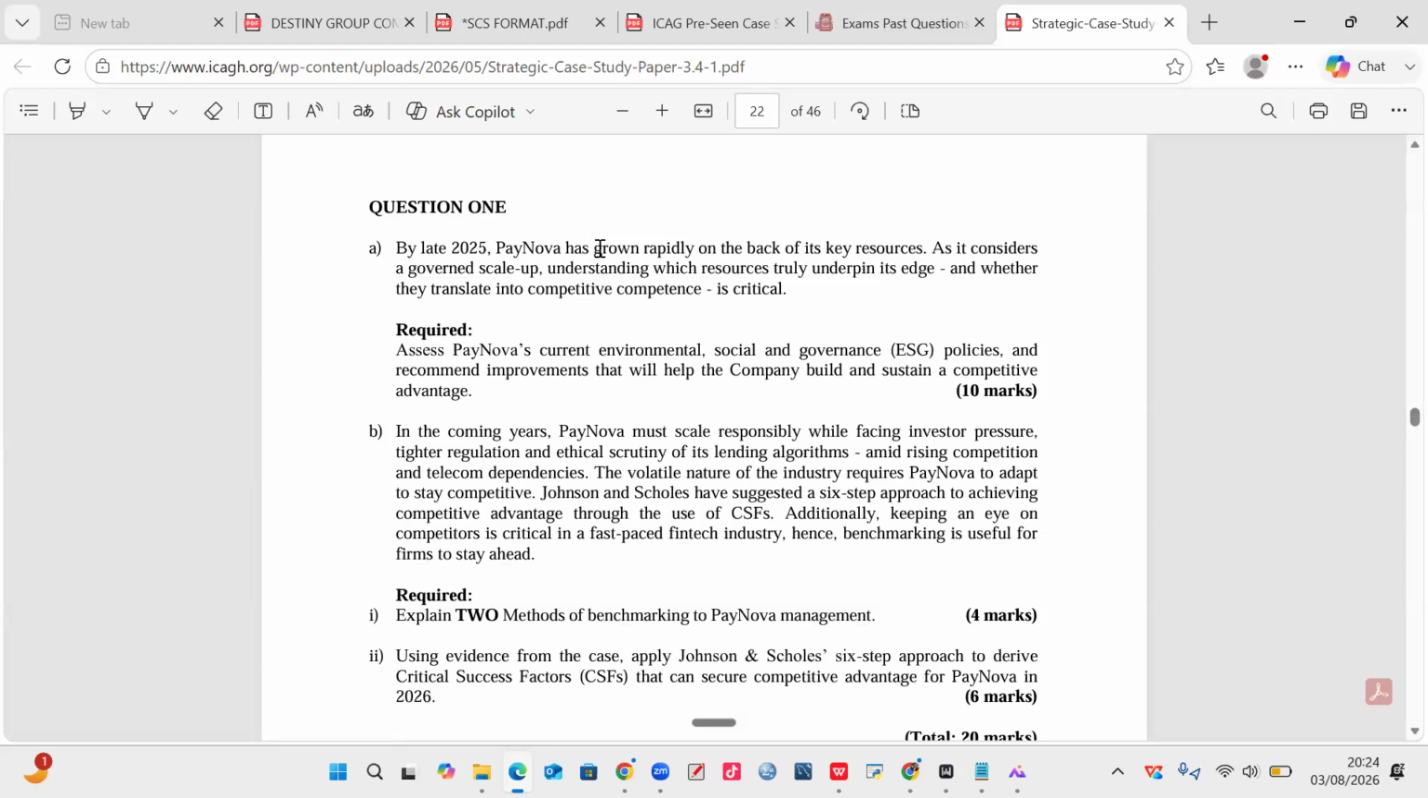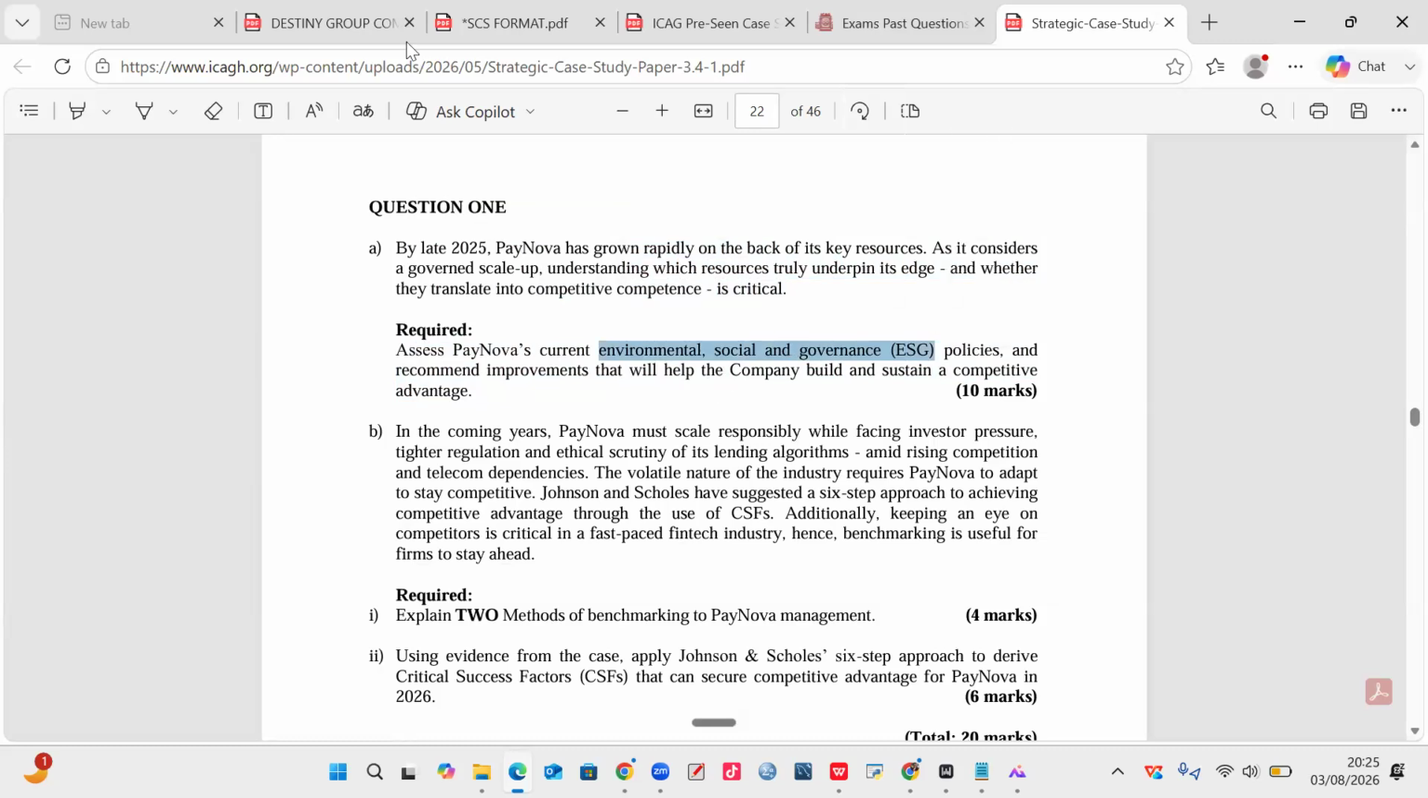Also, in exams, or even when you practice, please don't bother to go and read the case studies first. Always read the requirement here. If you can answer the question, it's based on what the requirement is. It says: assess Paynova's current environmental and social policies and recommend improvements that will help the company build and sustain a competitive advantage.